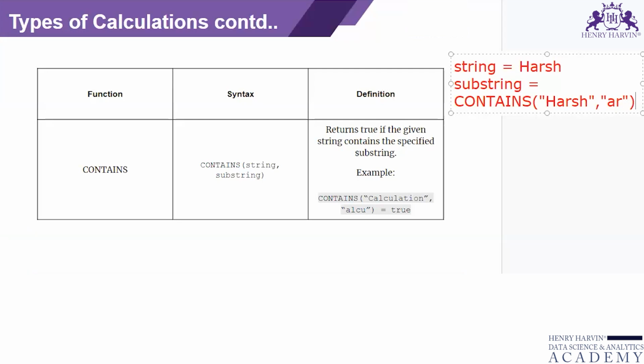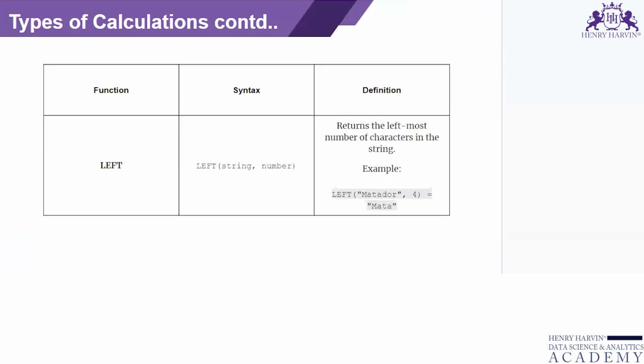Now moving on to the next one, there is something called the left function, which basically returns the leftmost number of characters in the string. So let's say that from your data, you want to extract 4 characters from the left side of your string. Then you will use the left function.